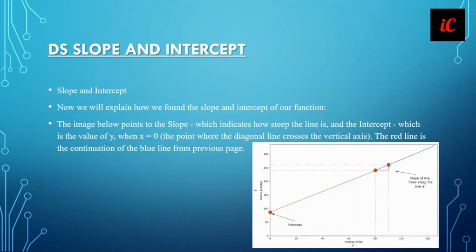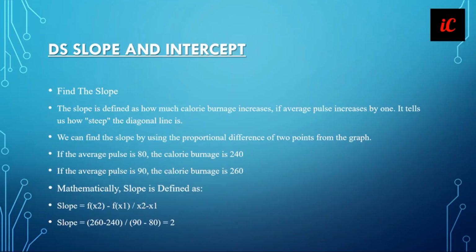So when x is equal to 0. The red line is the continuation of the blue line from the previous page. The point where the diagonal line crosses the vertical axis is the intercept, and the slope of the line tells how steep the line is. I have given the slope of the line by creating the values of x and y. So how to find the slope?